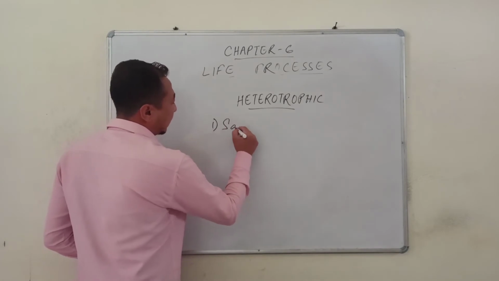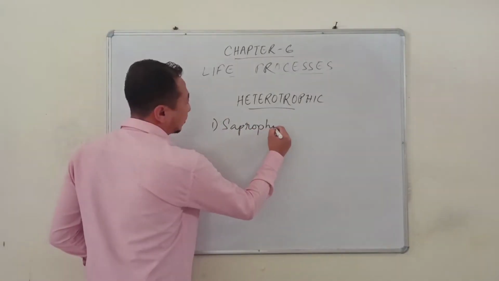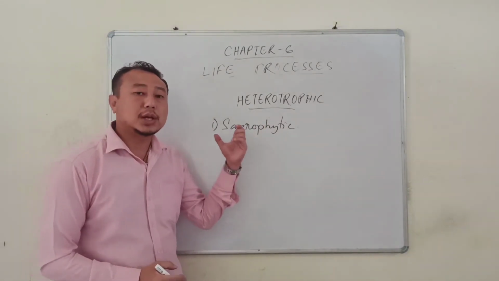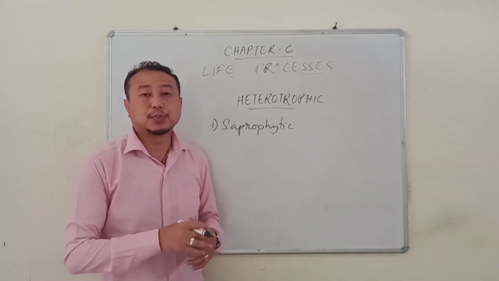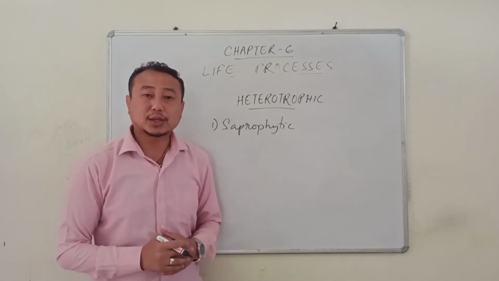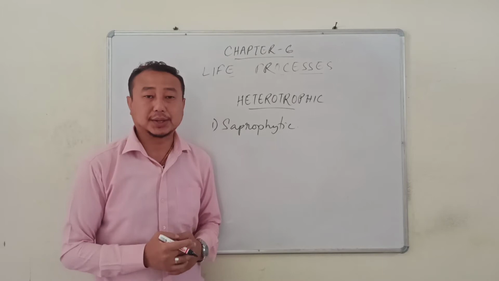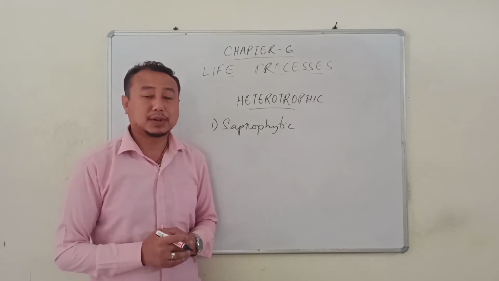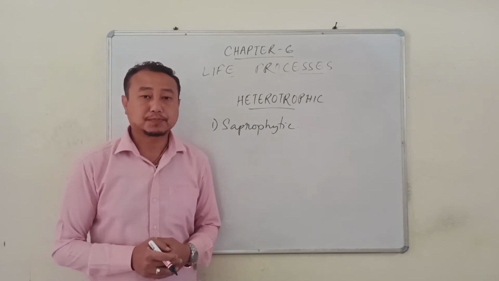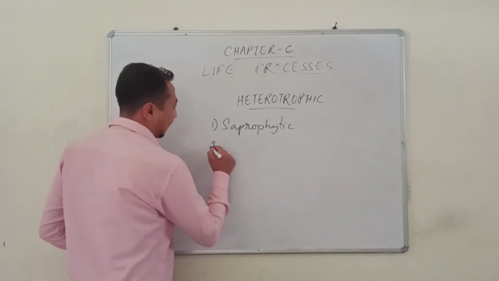The first one is saprophytic nutrition. This is the mode of nutrition in which an organism feeds upon dead and decaying organic matter. Some of the saprophytic organisms, for example, are fungi. Fungi are the best example of organisms which perform the saprophytic mode of nutrition. Now let's come to the next one.